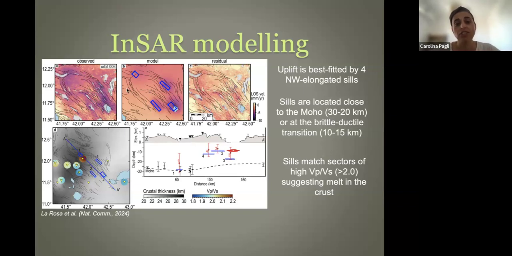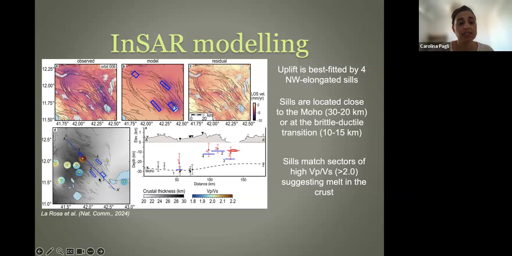Their depth is the most remarkable thing, though. Look at the depth here. In cross-section, the deeper sill is practically close to the Moho at 20 to 30 kilometers depth. And the other three sills further east are still at the brittle-ductile transition, between 10 to 15 kilometers depth. And interestingly, we find a good agreement between our model and the VPVS ratio from seismic imaging.